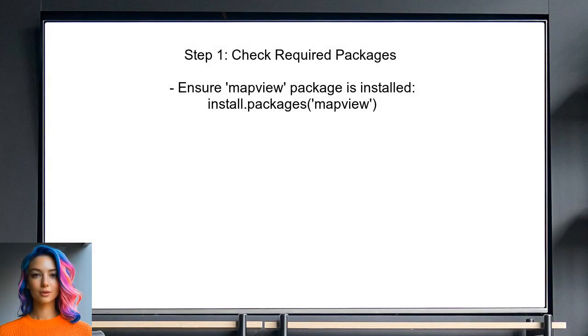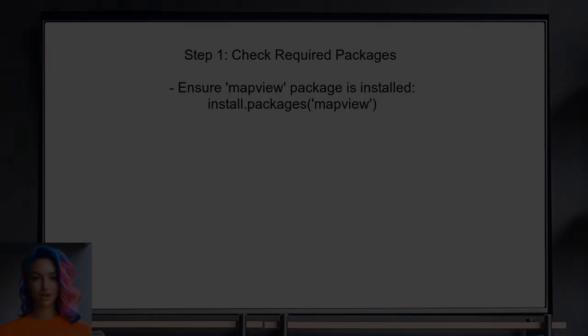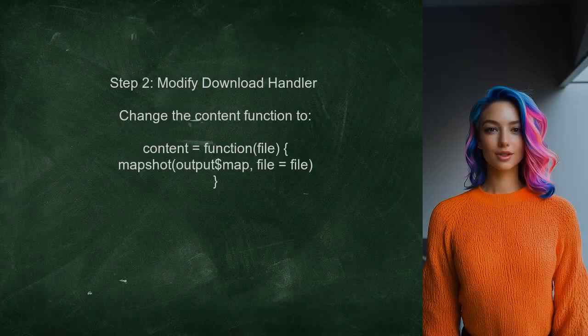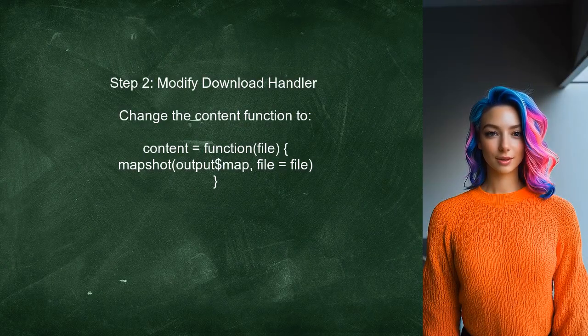To begin resolving the user's issue, we need to ensure that the necessary packages are installed. The user should check if the mapview package is installed, as it is required for the mapshot function to work properly. Next, the user should modify the download handler in their server function. Instead of using input map, they should use the output ID directly to reference the Leaflet map.